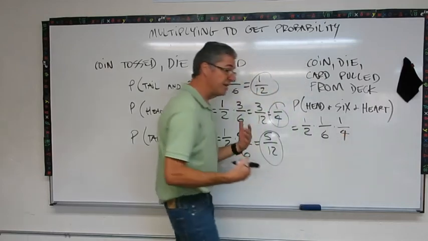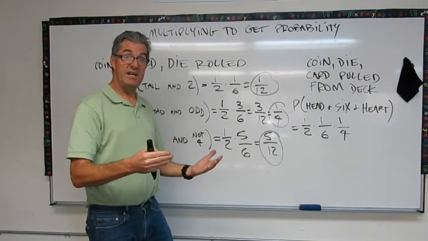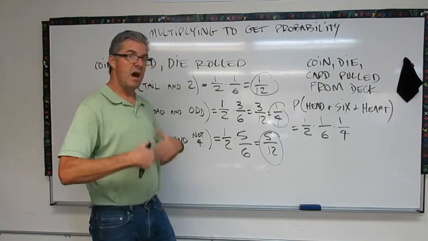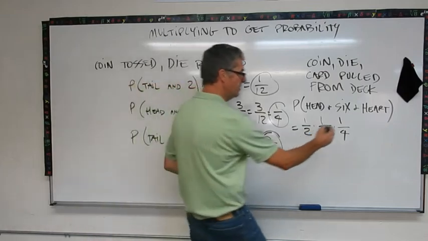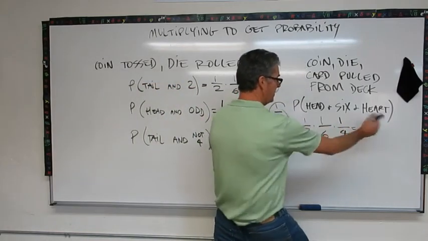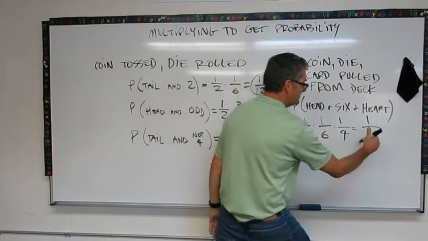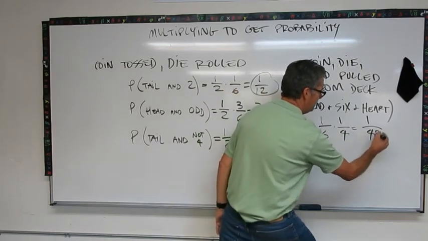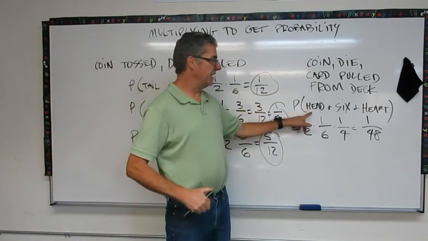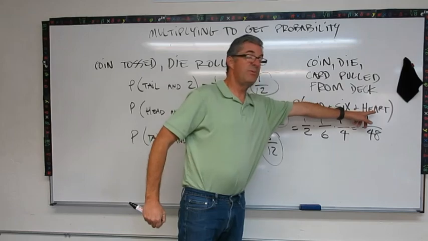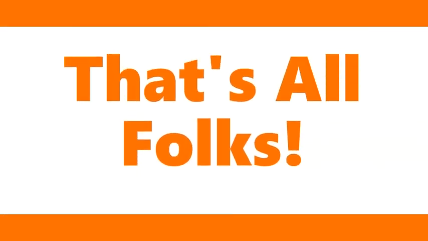1/4. The other way to think about that is that if the deck is evenly divided into 4 suits, then the odds of getting any one suit is 1/4. So we multiply this out. 1 times 1 times 1, it's still 1 on the top. 2 times 6 is 12, times 4 is 48. So it's a 1 in 48 chance of flipping a coin and getting a head, rolling a die and getting a 6, and pulling a card from a deck and getting a heart.